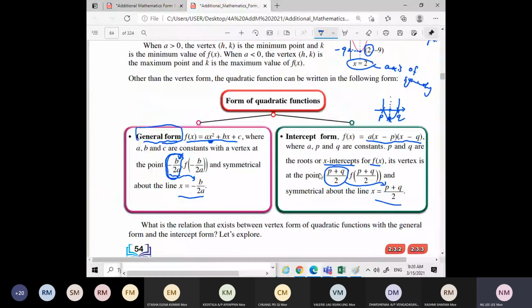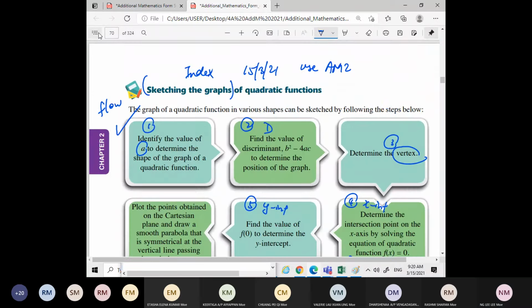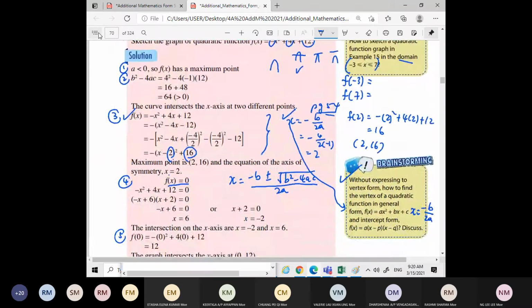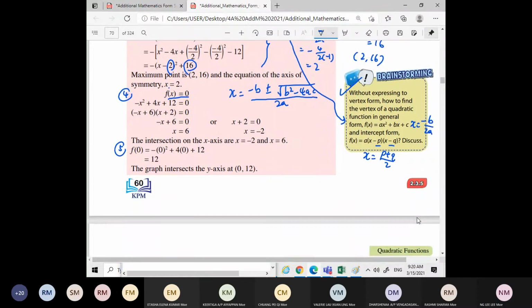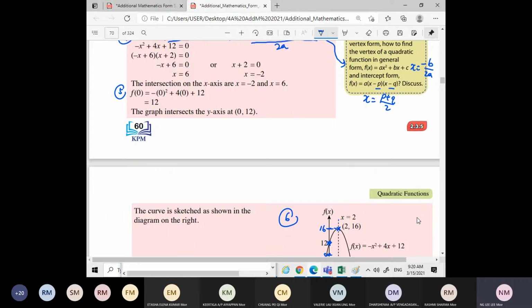Okay, so if intercept form, you are using this, p plus q over 2. This one must be minus p minus q, right? We go back there. You see, minus p minus q. So therefore x is equal to (p + q) over 2, the x coordinate for the vertex. And I think no problem.